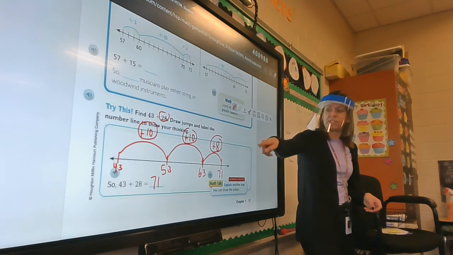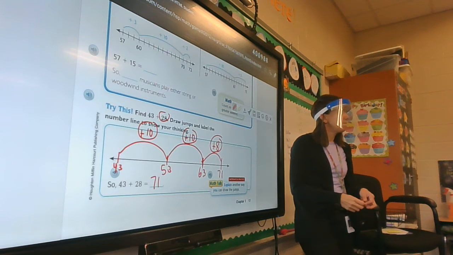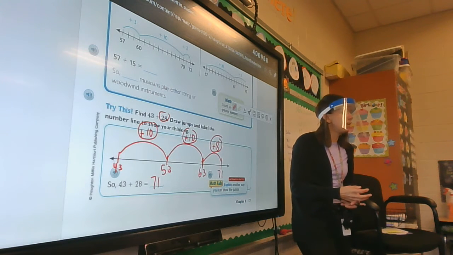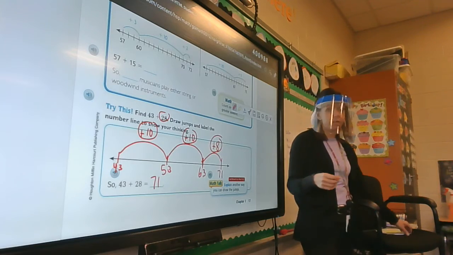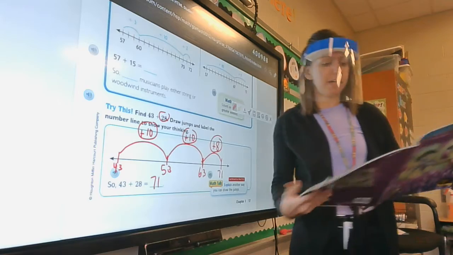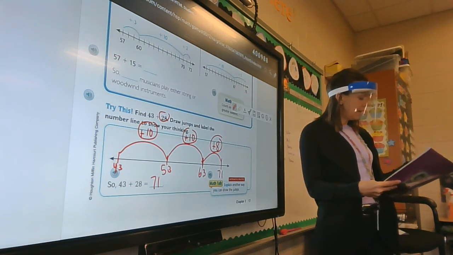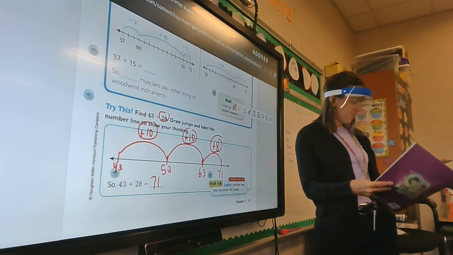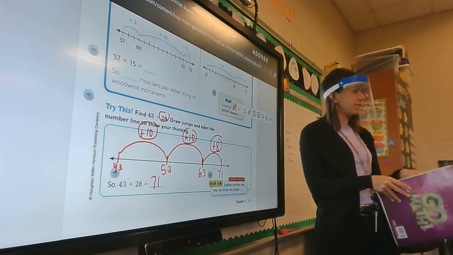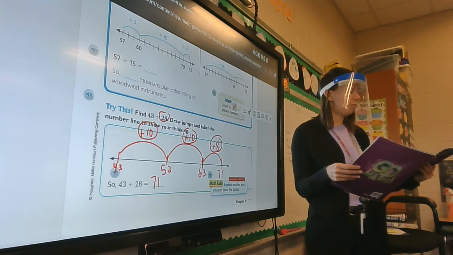Do you notice how my jumps for 10 are about the same size and then my jump for 8 is a little bit smaller? That's just another way to look at it to see what's happening. Okay. Number lines are tricky. We're going to keep practicing with number lines because I think they're a little tricky. And it's just a way to practice.